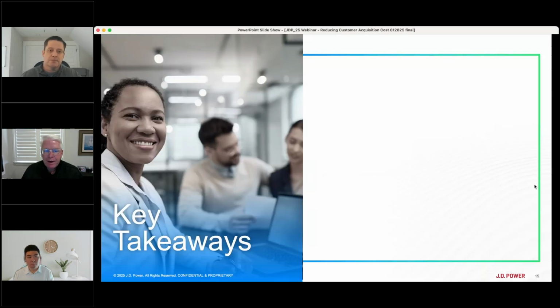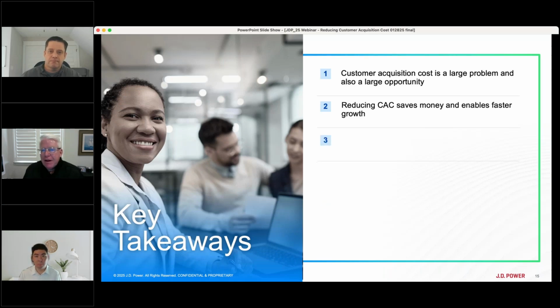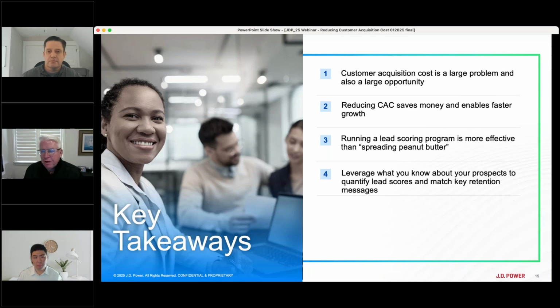Okay, so just to wrap it up, key takeaways. We talked about at the beginning, customer acquisition costs and spend is a really large problem for the industry, but it's also a large opportunity. Just reducing customer acquisition costs is going to save you money. It's going to enable faster growth. Running a lead scoring program, like we talked about today, is more effective than spreading peanut butter. So if you're not doing this, you should definitely be testing it. And you want to leverage what you know about your prospects to quantify those lead scores and match the key retention messages. That's something we talked about.